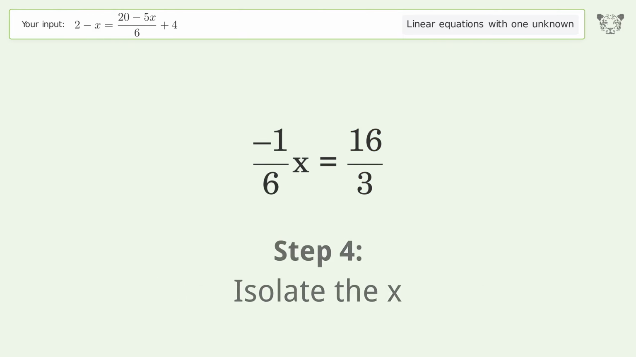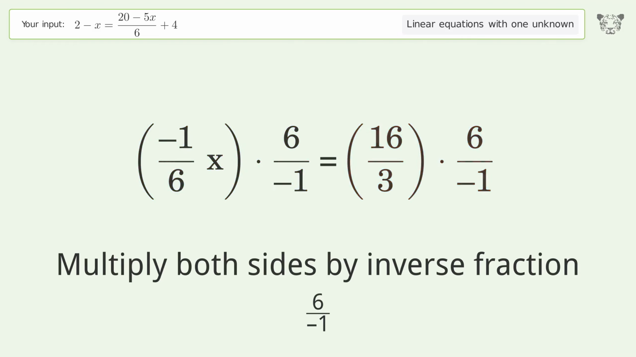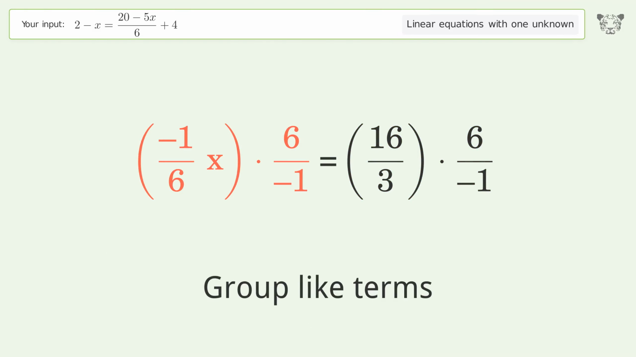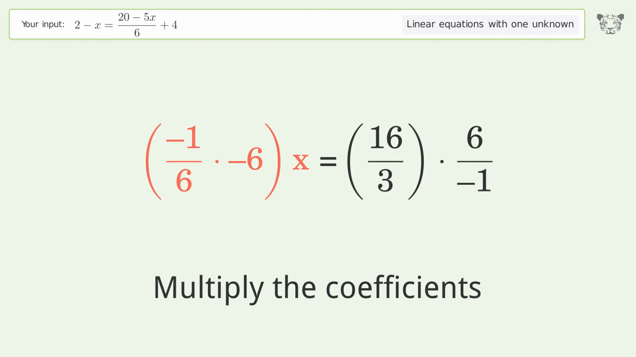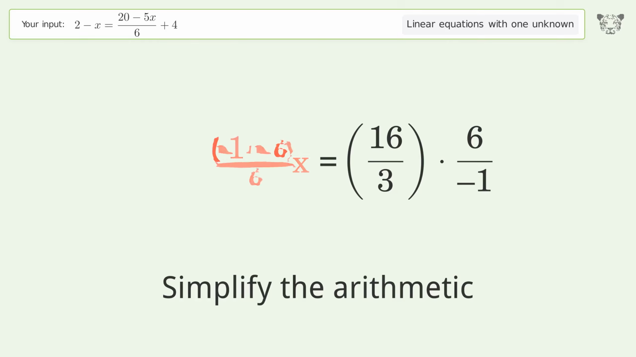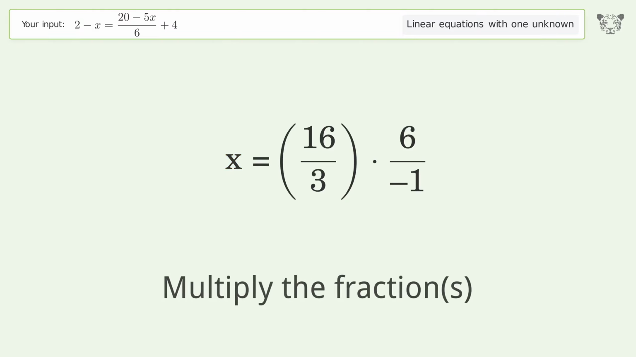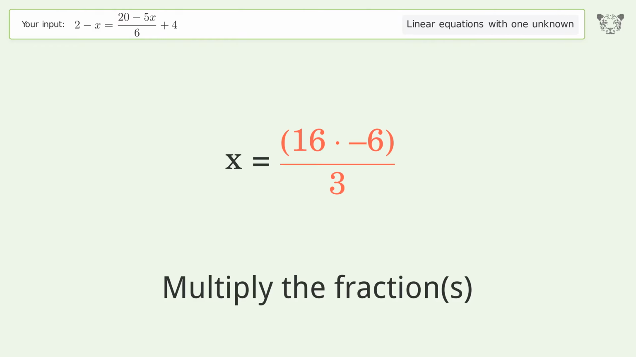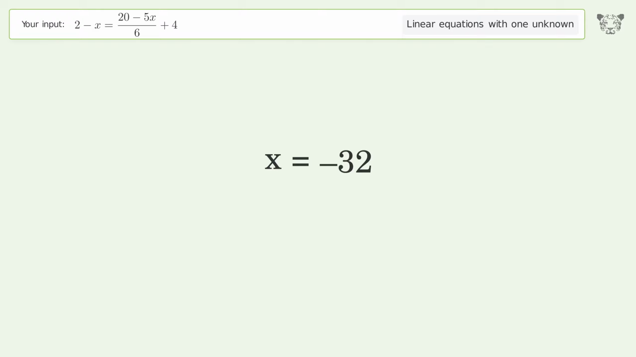Isolate the x. Multiply both sides by the inverse fraction 6/(-1). Group like terms. Multiply the coefficients. Simplify the arithmetic. Multiply the fractions. Simplify the arithmetic. And so the final result is x equals -32.